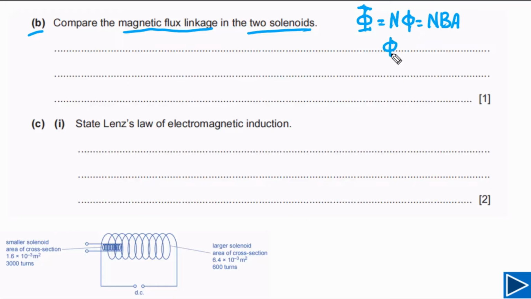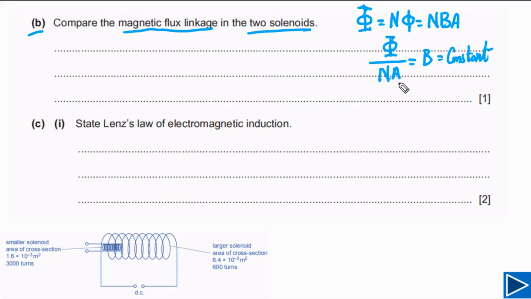So in this case, we can say magnetic flux linkage divided by NA, where A is the cross-sectional area and N is the number of turns, is equal to B. But B for both coils is the same. So we will say this is equal to some constant, because B is constant.